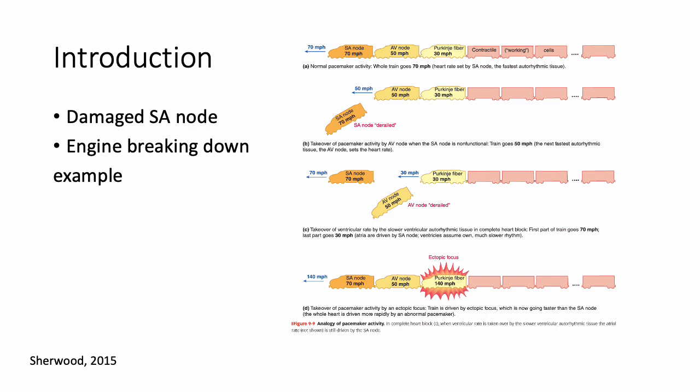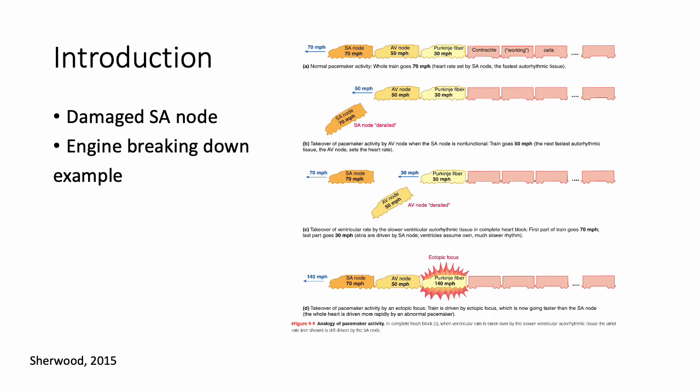So where do we start? When damage to the SA node occurs, the AV node takes charge. In this case, blockage between the atria and ventricles leads to the ventricles taking control of their own beating, thanks to Purkinje fibers, and not the SA nodal rate. At this point, the atria just beats at its normal rate of 70 beats per minute.